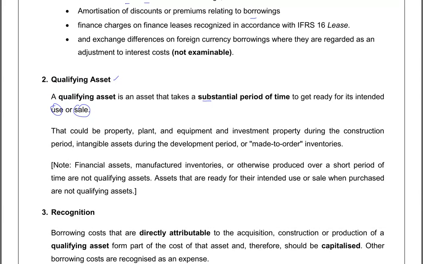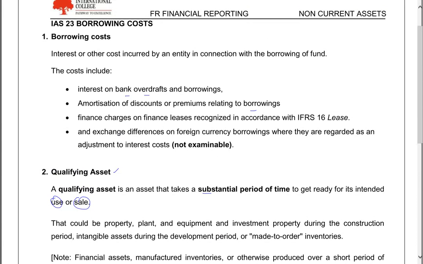How about what? Yeah, if you construct and then you sell. For example, I'm in a construction business. I want to construct something because you hire me, so that I can actually sell it to you. Material cost, labor cost, overhead cost incurred. And now we're looking at borrowing cost. If this borrowing cost is incurred for the construction of this asset, which takes a substantial period of time to complete, and the purpose here is not for my own use but for sale, yes, it is a qualifying asset.